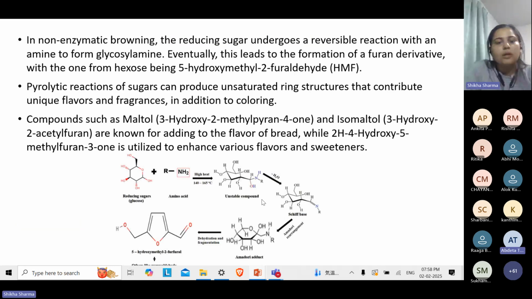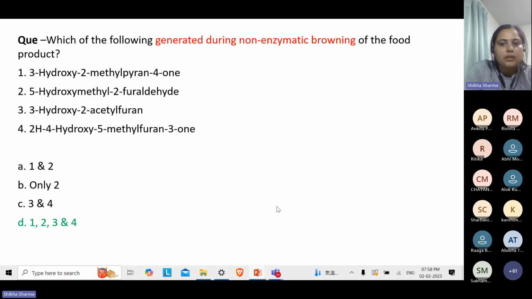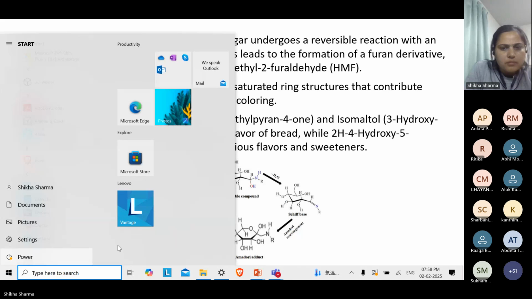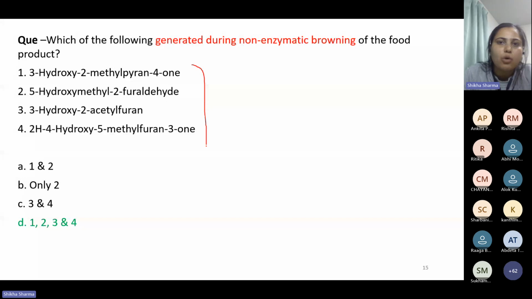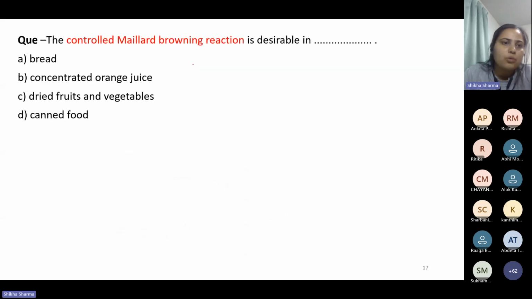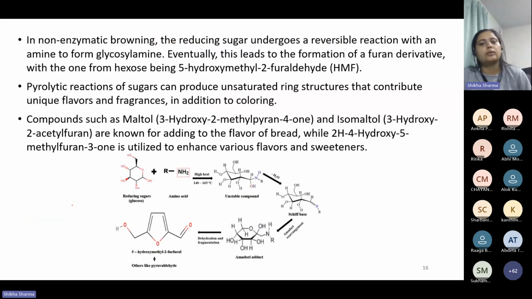So all these compounds are present. Somewhere or other they are involved in the process of non-enzymatic browning, and they are contributing to the colors or the flavor. So all the options are correct. Is it clear? Yes, ma'am. It's very much chemical reactions in the browning reactions lecture, but it's important. So in food, we need to understand.